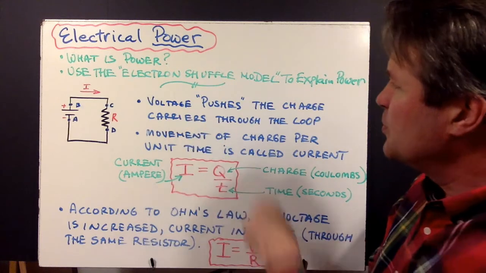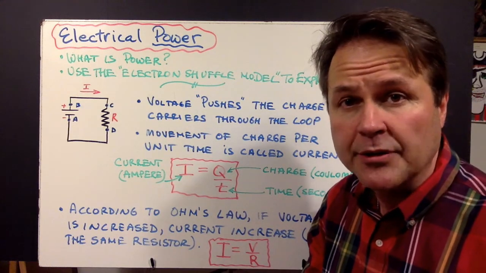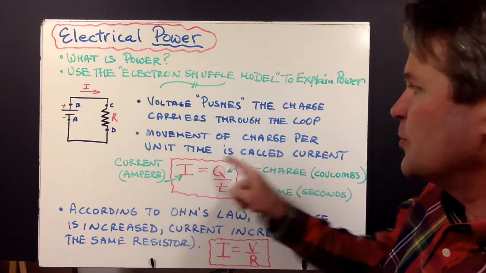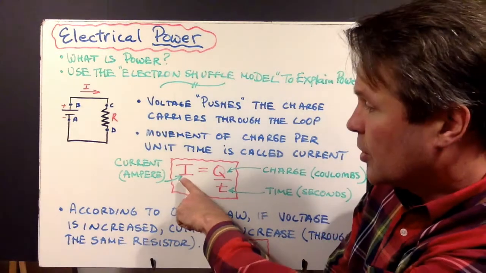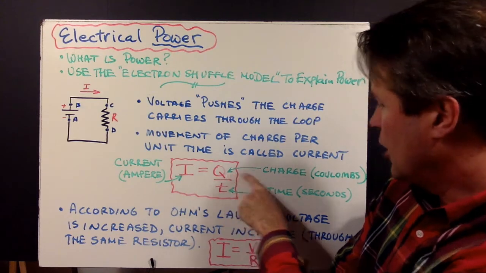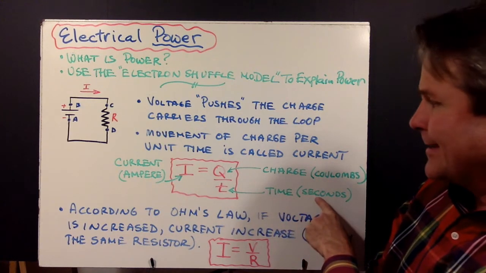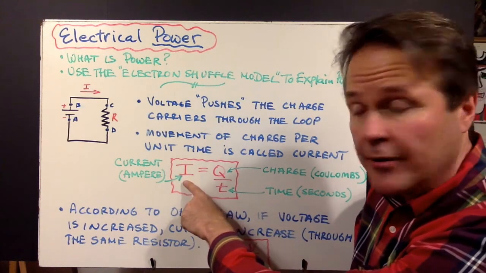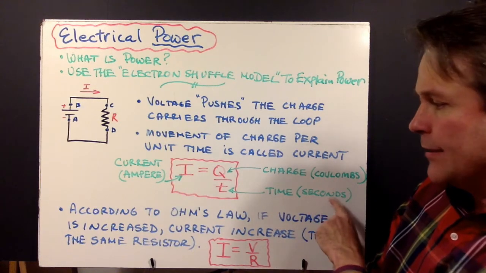Now we know that voltage pushes the charge carriers through the loop. The electrons are the charge carriers. Movement of the charge per unit time, we call that current. So current is equal to charge per unit time. Now charge is measured in coulombs and time is measured in seconds. So current, we know that that's measured in amperes. So 1 ampere is equal to a coulomb per second.